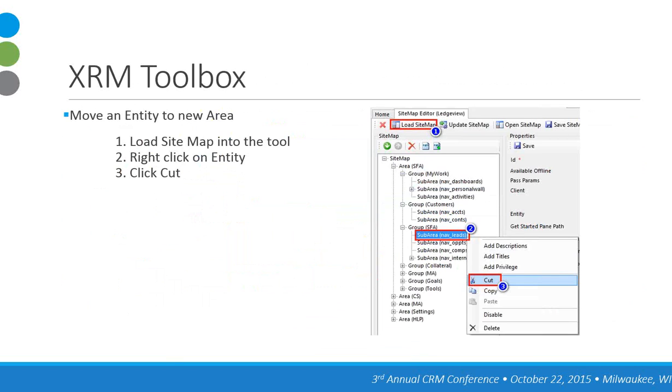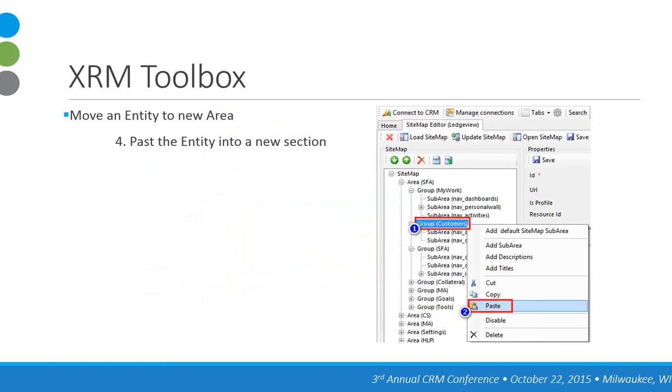What you can do is very simply move these tiles around or remove them with the Sitemap Editor. All you have to do to move them around is just right-click on one of them. In this situation, we're going to right-click on the leads entity and just click Cut. That will remove it from the group that it is currently under. And then all you have to do is right-click in the group where you prefer to have that entity and click Paste.